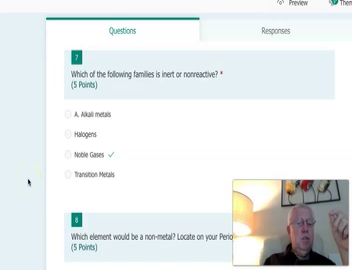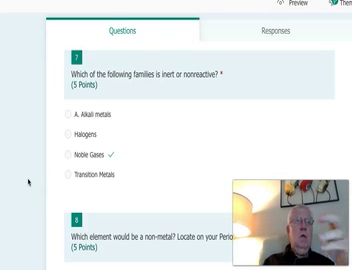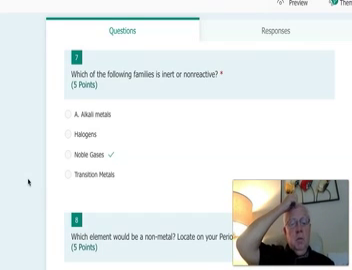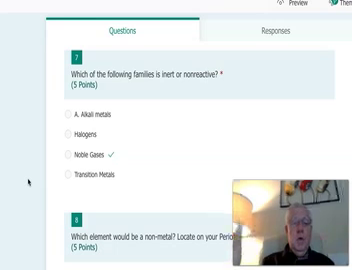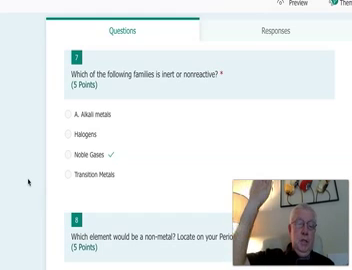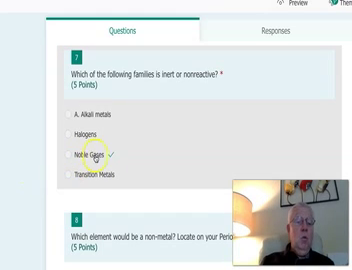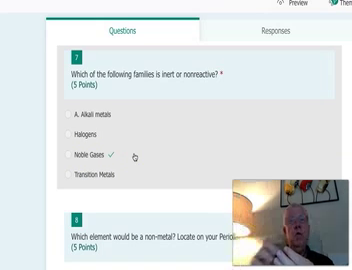Now, number 7 is, which of the following families is inert or non-reactive? Well, you could look at the periodic chart and you might look for some clues like inert gases or noble gases. But the answer is it's family 8, and it's the noble gases. 8 valence electrons, and they're called noble gases. So non-reactive, inert, noble gases all mean the same thing, and they're way over on the right-hand side.